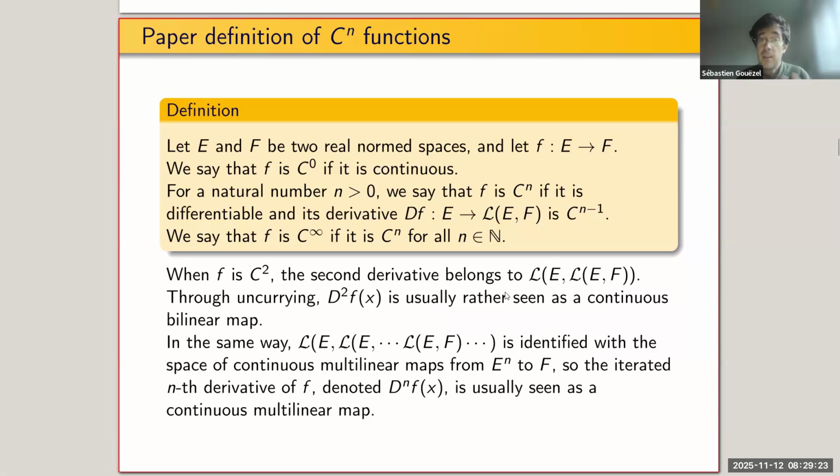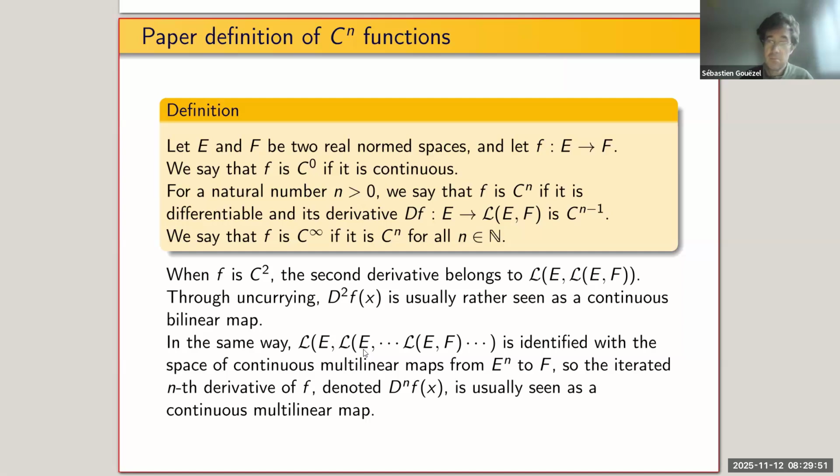So you can interpret this as a continuous bilinear map, which is more convenient to use. And this step is standard and called uncurrying. And it's the same way for the nth derivative. If you take the definition I've written on the nose, it's a continuous linear map from E to the continuous linear map from E to blah, blah, blah. That's a mess to use.